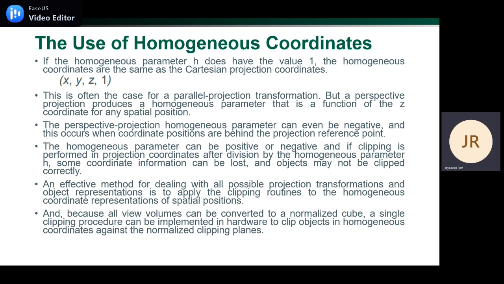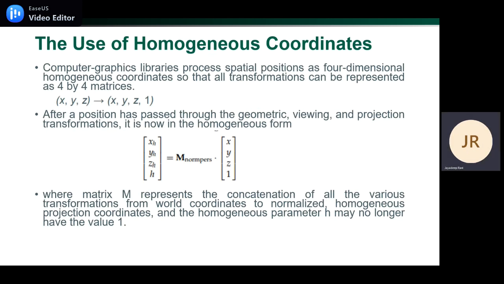Applying the clipping routines to the homogeneous coordinates is an effective method, which everyone will use. Because all view volumes can be converted into a normalized cube, a single clipping procedure can be implemented in hardware to clip homogeneous coordinates against the normalized clipping planes. And this is a three-dimensional homogeneous coordinate plane. If the value of the homogeneous parameter is 1, then it will be the Cartesian projection coordinate.